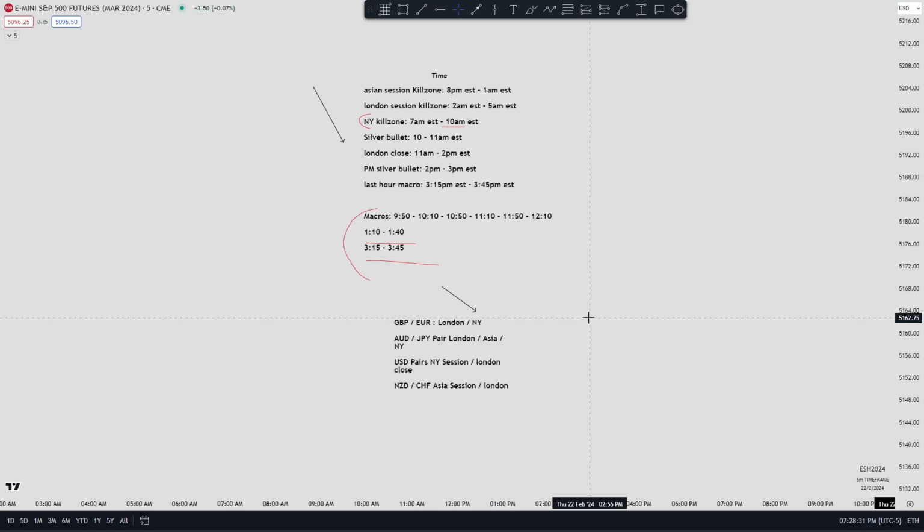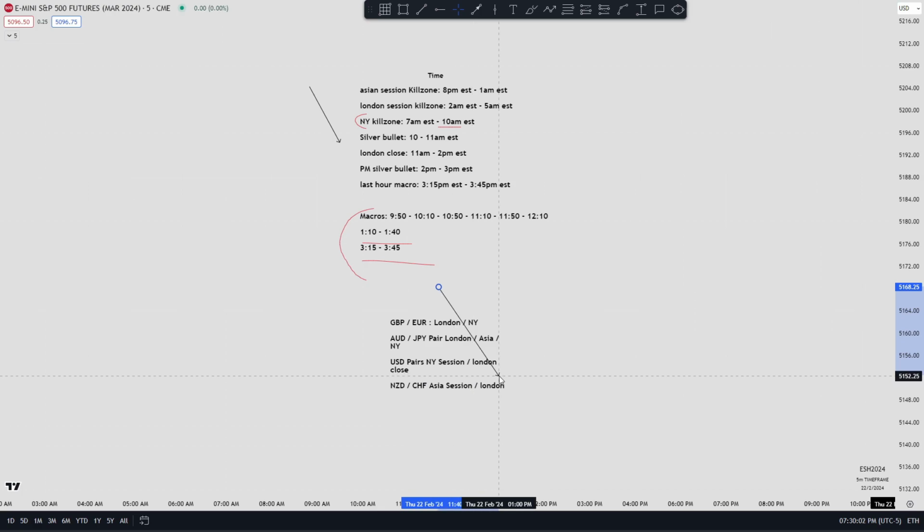So what you don't want to do is trade outside of your pair's primary time zone, right? This means you don't want to trade USD pairs during the Asia session because most likely the volatility will not be there. You don't want to be trading GBP and Euro pairs during the Asia session because by then the London session, the New York session, and the London close have already come through, so a majority of the volatility has already gone. And you don't want to trade pairs like CHF during the London close because by then the Asian session, the London session, and the New York session have already come out. So by then the volatility has already dried up.